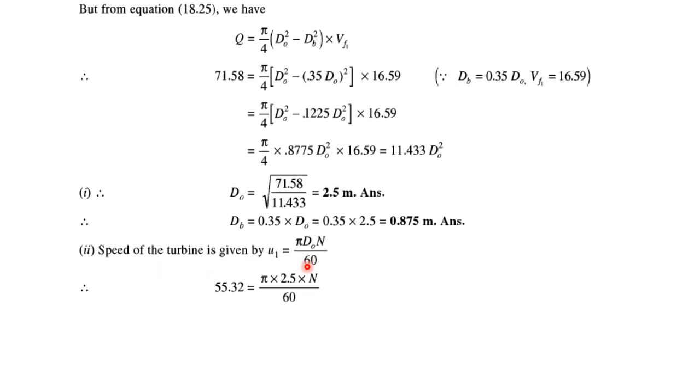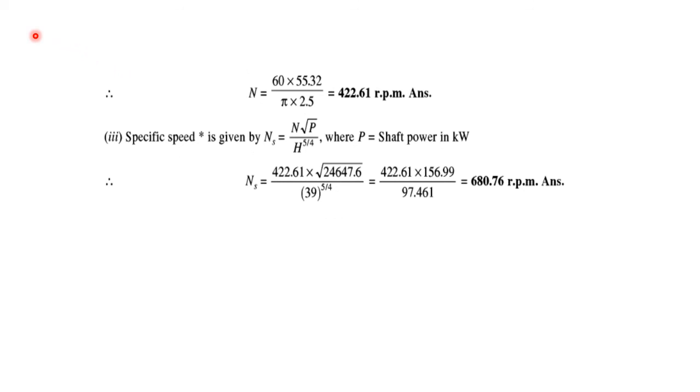Speed of the turbine is given by pi dO N upon 60. That comes to 422.61 rpm. Specific speed of the turbine is given by N multiplied by under root of P upon H raised to power 5 by 4, where P is the shaft power in kilowatt. So specific speed comes to 680.76 rpm.